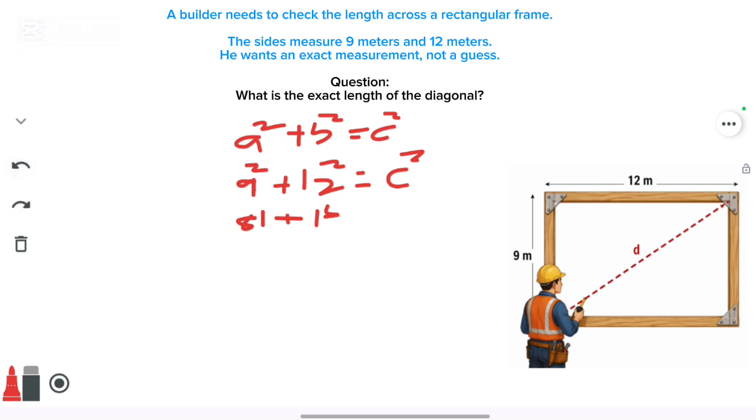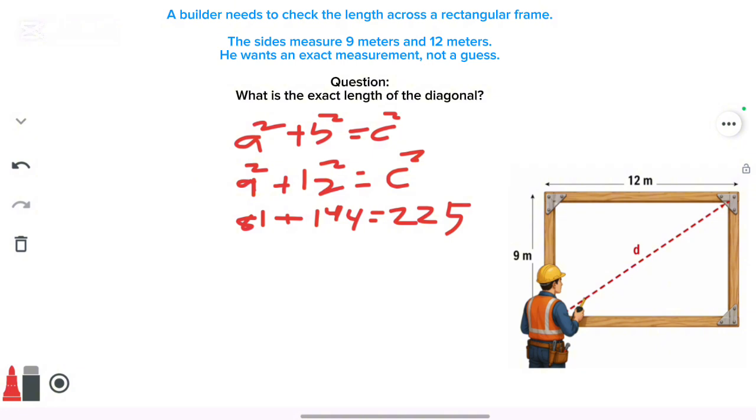Let me write this properly. 144. There we go. Now after this, let's not forget to add the results. So the results here are 81 and 144. So we are going to add these results. So 81 plus 144 is equal to 225.